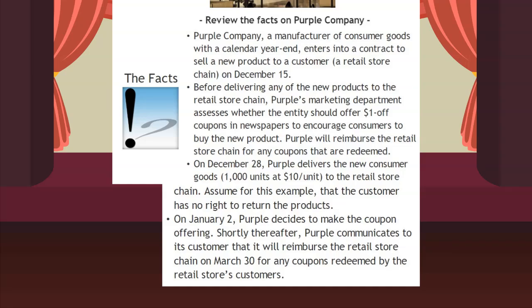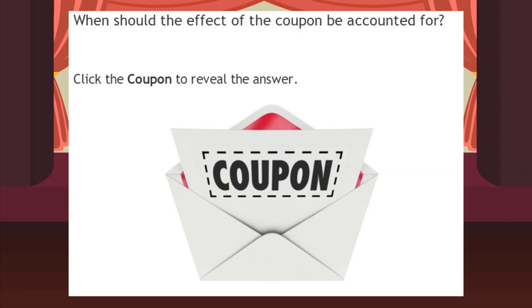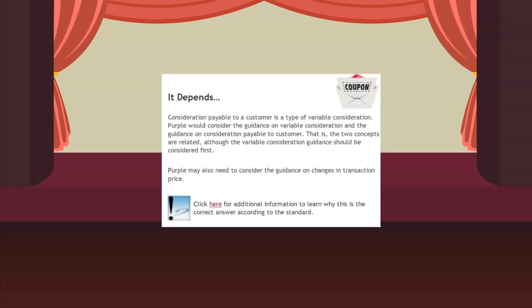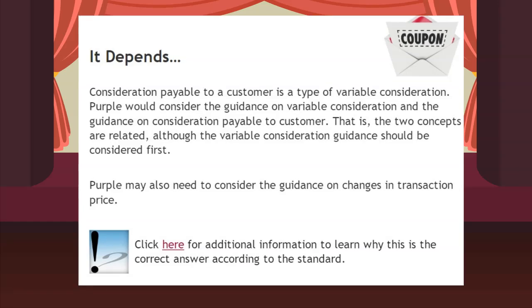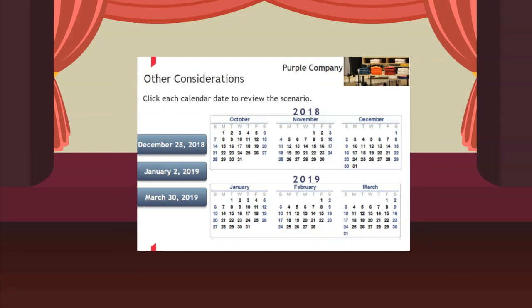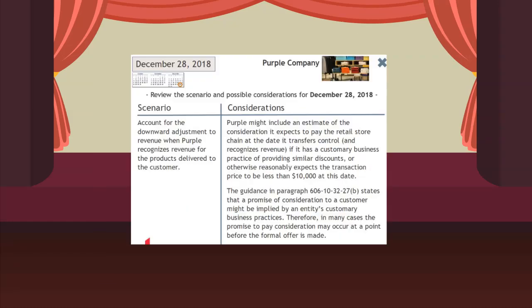Review the facts about Purple Company and how those facts are used to determine when the effect of a coupon should be accounted for. Depending on Purple's facts and circumstances, the answer may vary. Click on each calendar date to review the scenario and see what should be considered.